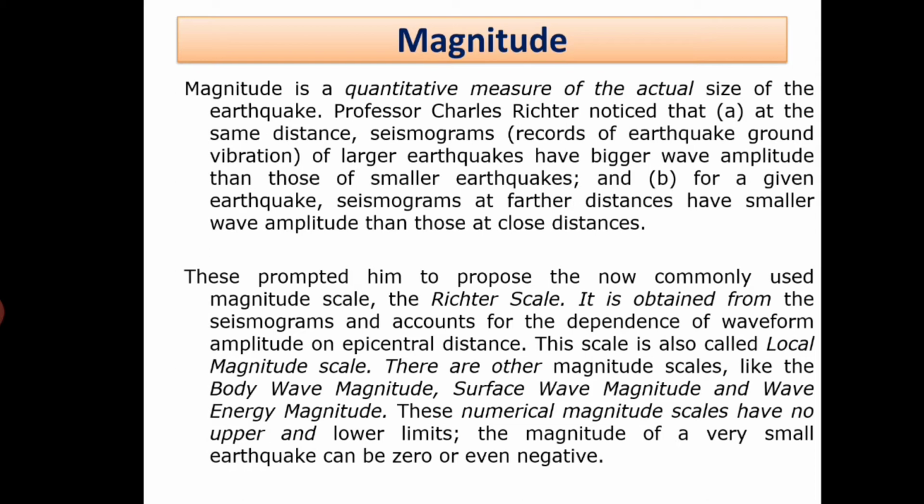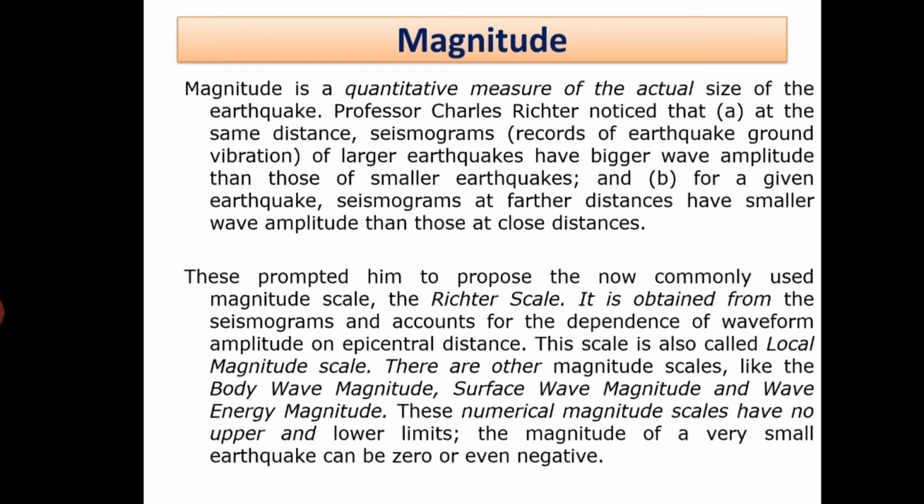Professor Charles Richter noticed that seismographs at the same distance recorded on a large earthquake have bigger wave amplitude than for a smaller earthquake. But for a given earthquake, seismographs at a further distance have a smaller wave amplitude than at a close distance. Hence, this prompted him to propose the now commonly used magnitude scale, the Richter scale.